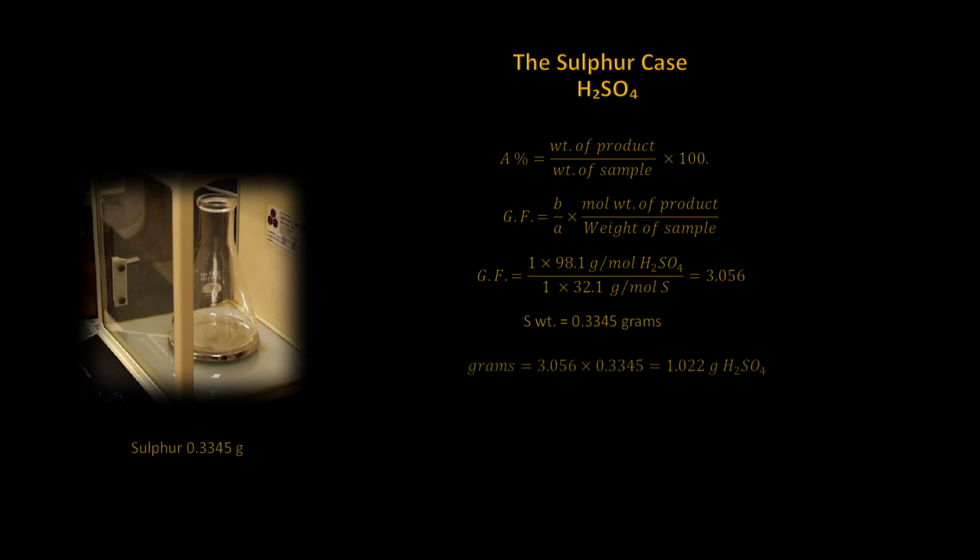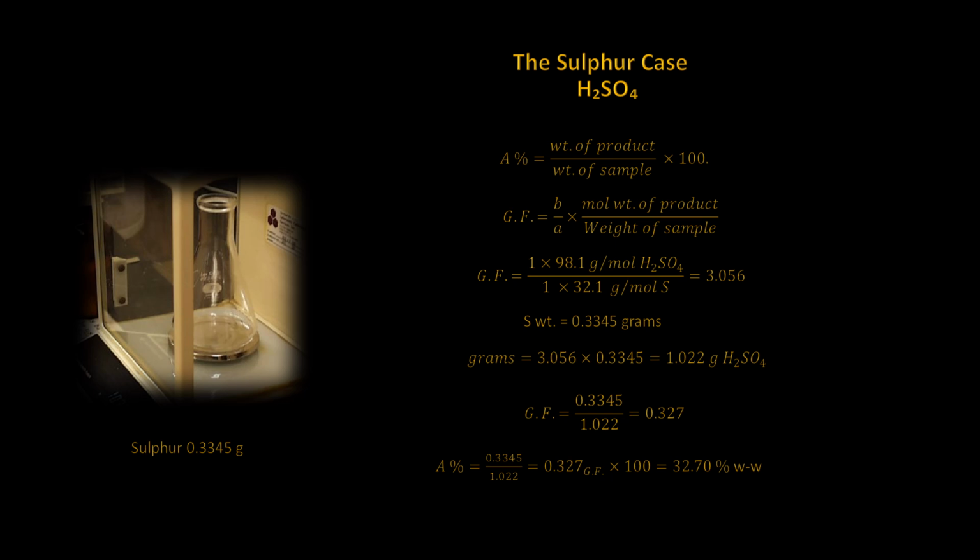Multiplying 3.056 by 0.3345 gives us a product weight of 1.022 grams of sulfuric acid, theoretically. We now have the weight of the product, and we have the weight of the sample. The percentage, A%, is equal to 0.3345 grams of weighed sample divided by the product weight calculated as 1.022 grams multiplied by 100 gives us a concentration of 32.70% weight to weight. Knowing these values, the volume of solution can now be calculated.